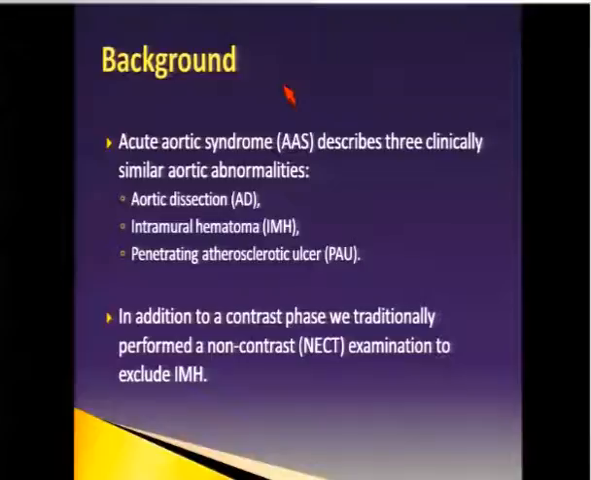As you know, acute aortic syndrome describes three clinically sometimes indistinguishable abnormalities: aortic dissection, intramural hematoma, and penetrating atherosclerotic ulcer. And we always do a contrast phase, of course, but in addition to that, we've traditionally performed a non-contrast examination to exclude the presence of intramural hematoma.